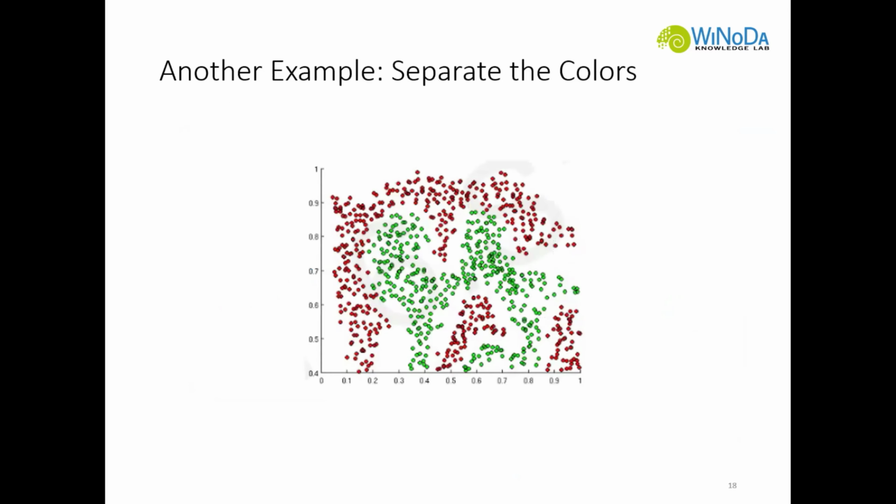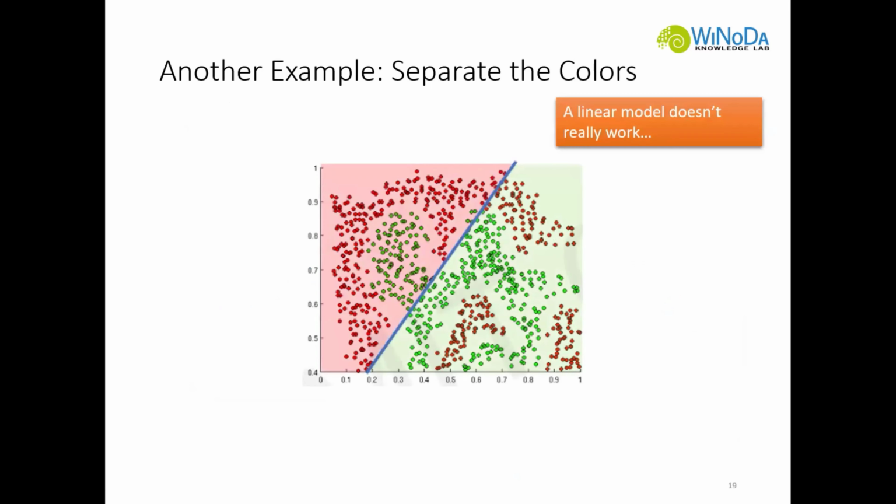Another example, just for illustration again. If you think of this and you are asking for a good model that can separate the two colors, red and green, we start again with our most simple model, which is a linear model, which is a straight line. Wherever you put the straight line, you will not really separate the colors nicely, right? You can put it wherever you want. It will always be a mess in some way.